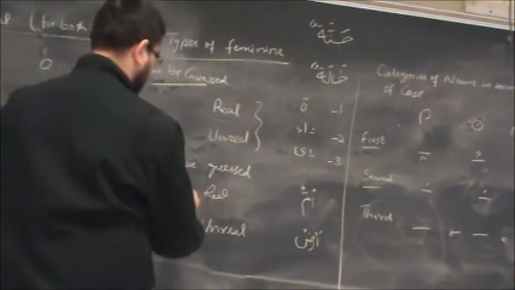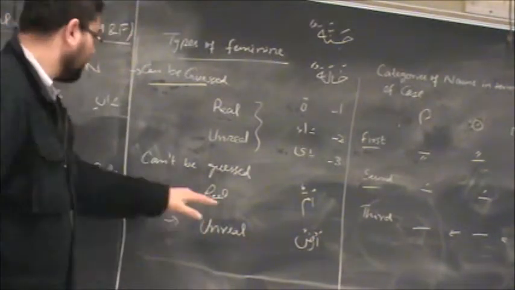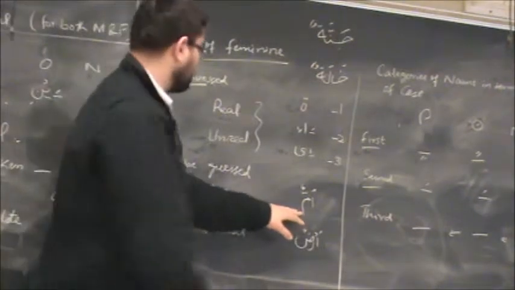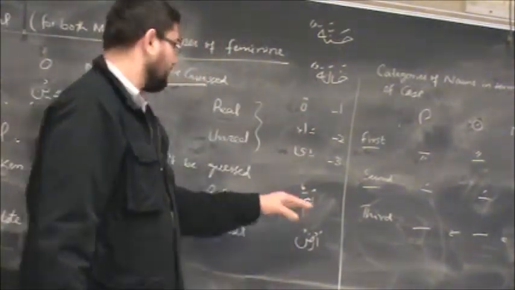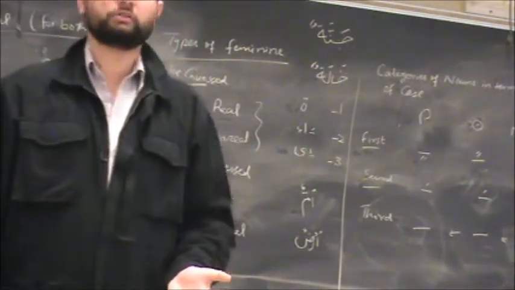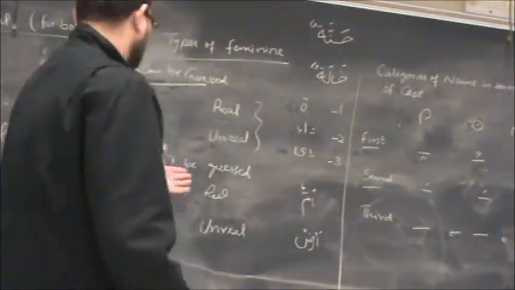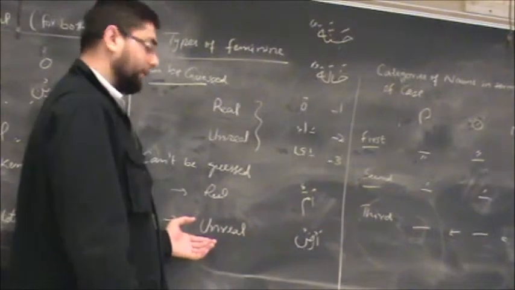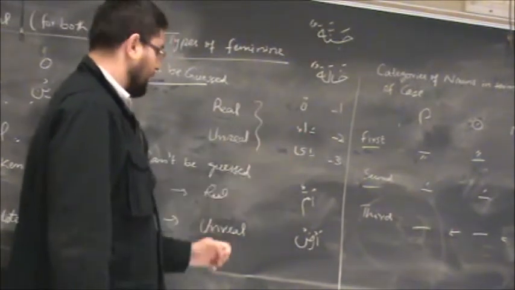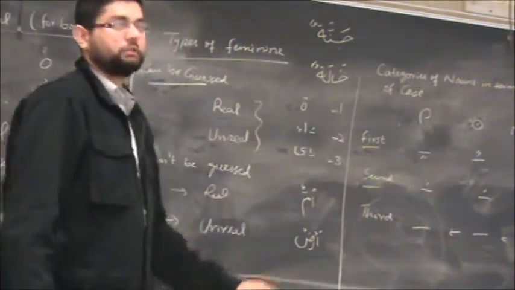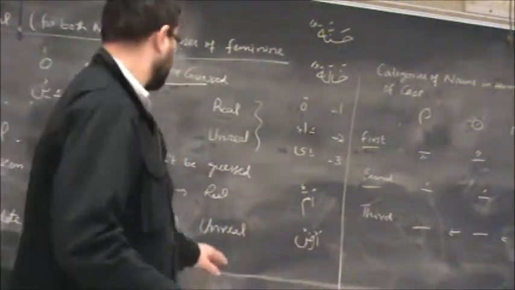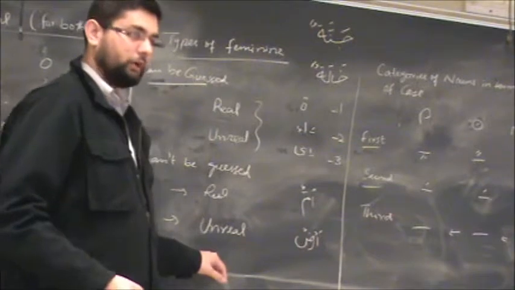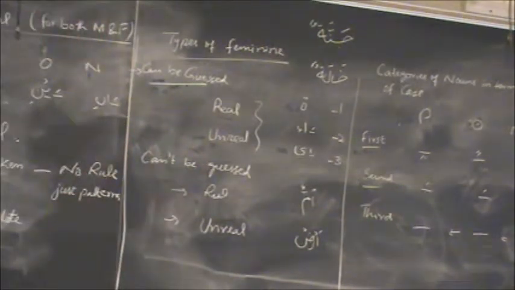And again, we have real and unreal in those. Real, like ummun, it cannot be guessed, does not have any of these three identifications, but it is a feminine because it is a real feminine. And the unreal are those which do not have these, but they are feminine because we hear native speakers calling them feminine. All right? So this is for the feminine nouns.